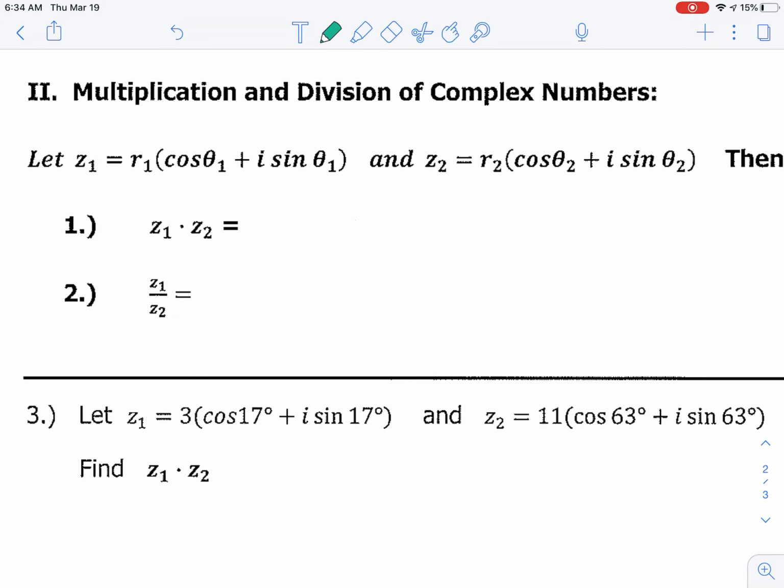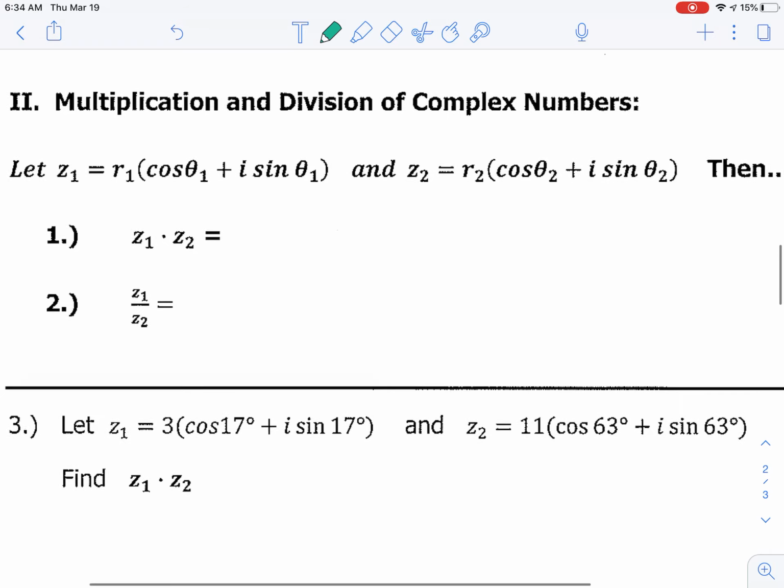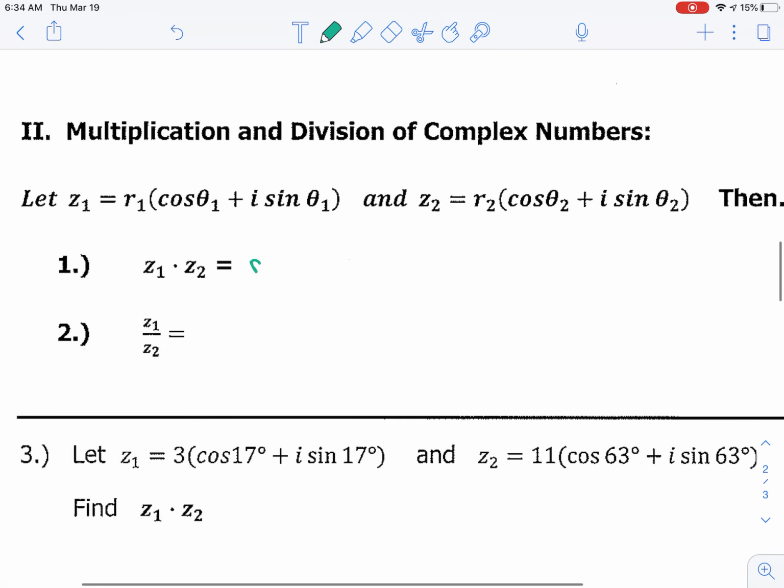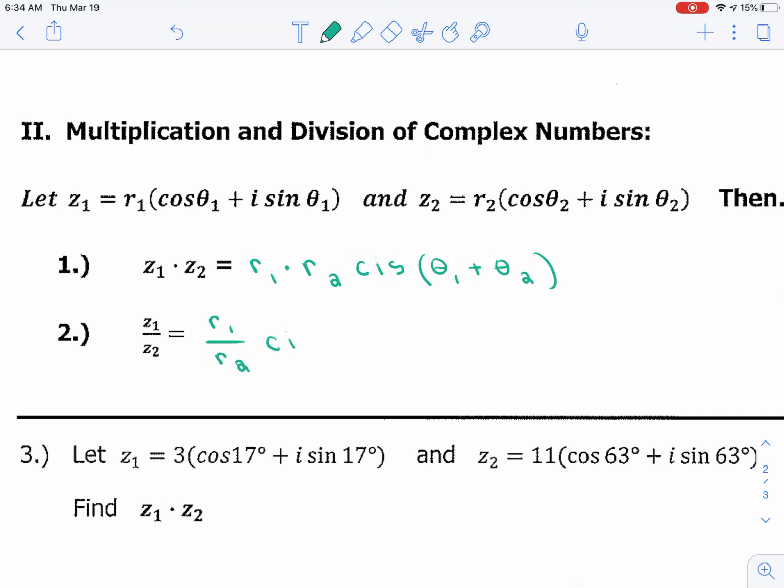If you are ever asked to multiply two complex numbers together, and they are in trig form, you can use this formula where you will multiply the r values together, and then you are going to find the sum of your angles, theta 1 plus theta 2, from each of those complex numbers that are now in trig form. And then same thing with quotient, you are going to divide the r values in front, but you are instead going to now subtract the angles.